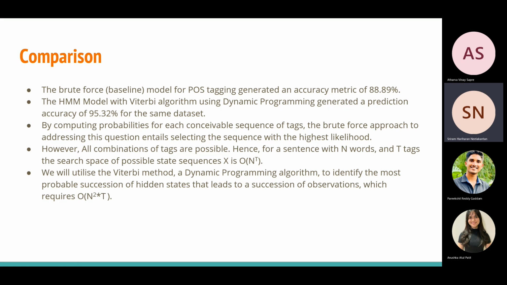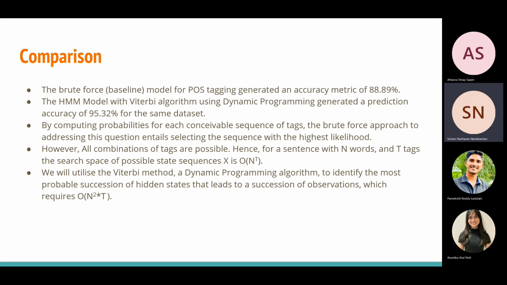Thank you, Atharva. So we saw a couple of algorithms that we worked out in the project. The first one was a baseline algorithm called the brute force algorithm, which was very primitive in nature, and the complexity of the algorithm was not that much. And the other one was the Viterbi algorithm, which used hidden Markov model, which also uses dynamic programming. So as we can see, the accuracy of the brute force algorithm was 88.89%, whereas the Viterbi algorithm gave us 95.32% for the same data set.